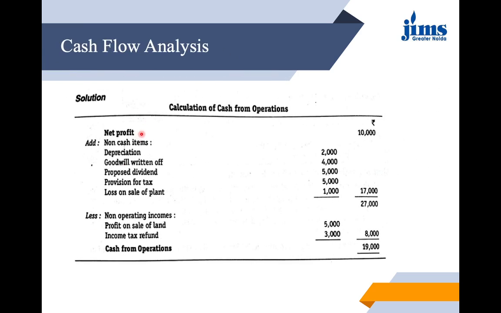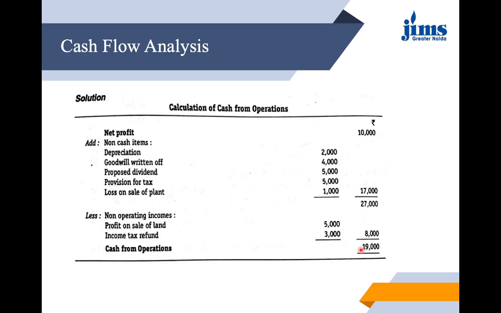To begin with, we will start with net profit. We will add the non-cash expenses that we have. In this we have 5 items: depreciation, goodwill written off, proposed dividend, provision for tax, and loss on sale of plant. We can add all the items and obtain 27,000 here. And we have 2 items under non-operating incomes, that is profit on sale of land and income tax refund. We subtract these as 8,000 and obtain cash from operations as 19,000.